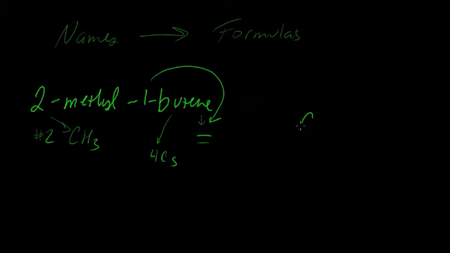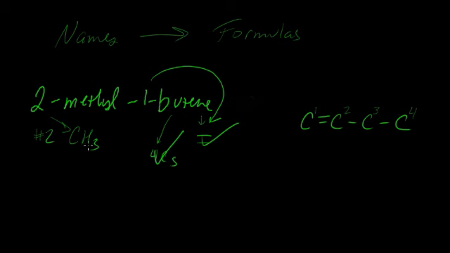Let's draw 4 C's in a row. All right, so there's our 4 C's. Now we have a double bond off of 1. So at this point we can label these. I'm going to do this fairly faintly. 1, 2, 3, and 4. Off of the 1 we have a double bond, so let's put a double bond there. There's our double bond off the 1.